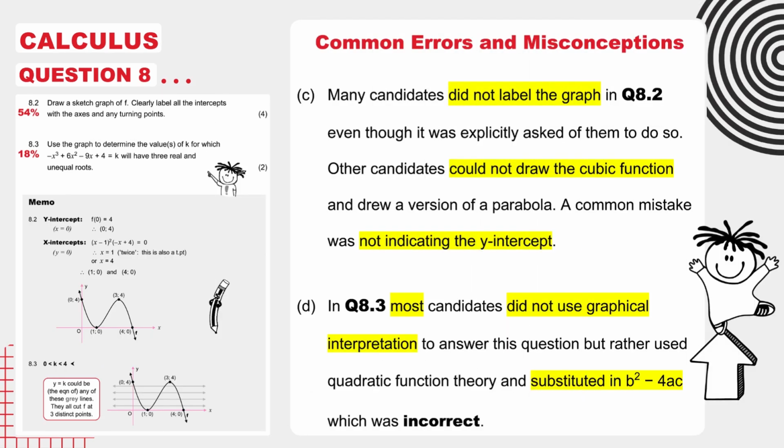The common errors and misconceptions for these questions are many candidates did not label the graph in question 8.2, even though it was explicitly asked of them to do so. Other candidates could not draw the cubic function and drew a version of a parabola. A common mistake was not indicating the y-intercept. And then in question 8.3, most candidates did not use graphical interpretation to answer this question, but rather used quadratic function theory and substituted in b squared minus 4ac, which was incorrect.